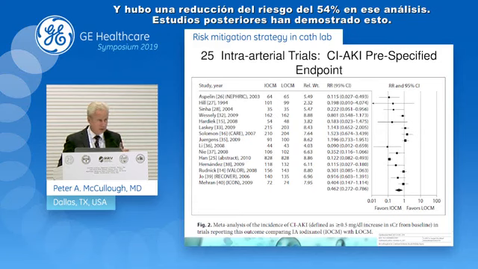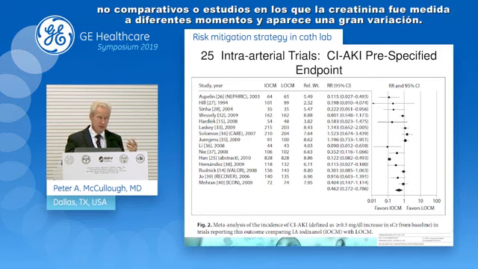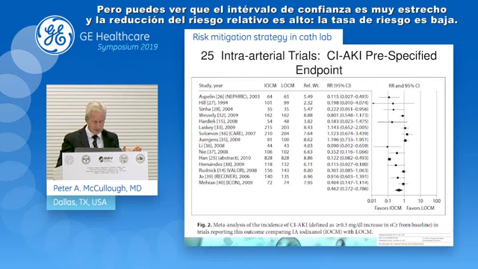Subsequent studies have all demonstrated this. The only way where a meta-analysis has been eroded in terms of this differential is when they've included observational studies, included studies that weren't head-to-head, or included studies where creatinine was measured at different time points and introduced a ton of variation. But you can see here the confidence intervals are tight and the relative risk reduction is large. Hazard ratio is low.